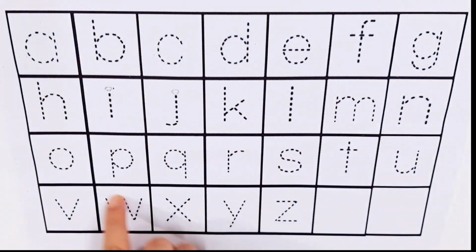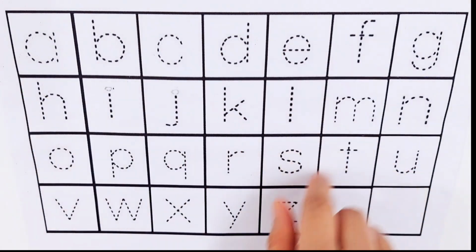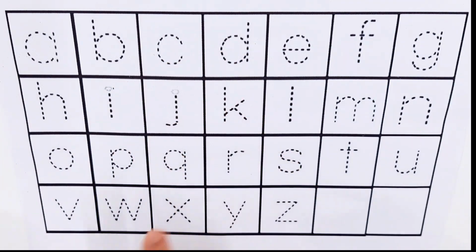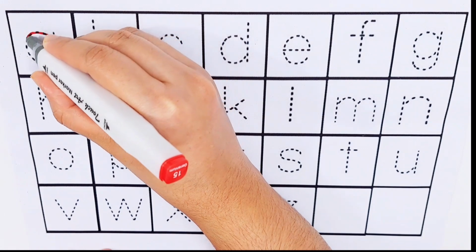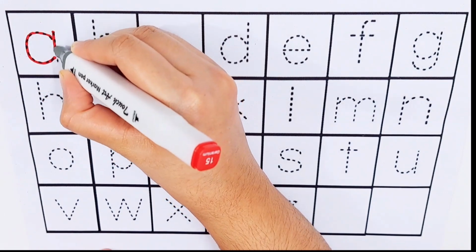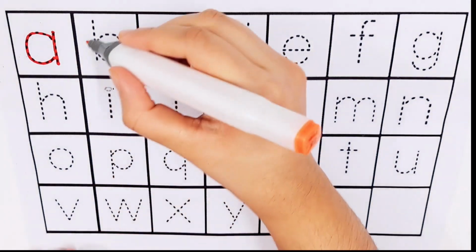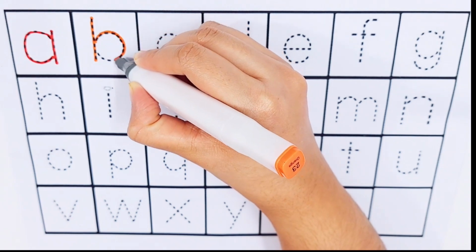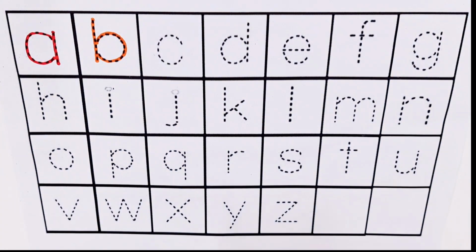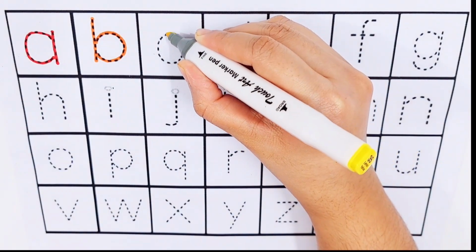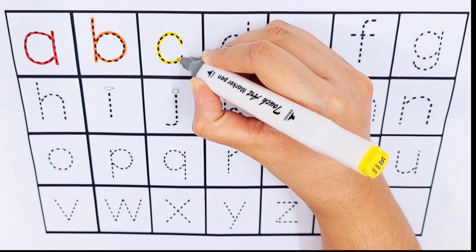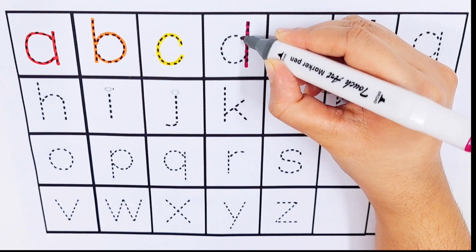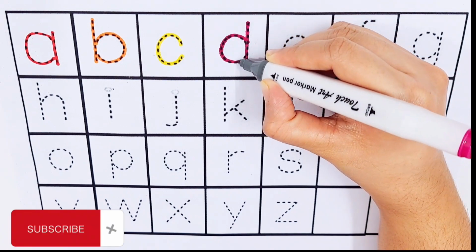Let's try to learn some alphabets. Small letters. A, B, C, D. A is for ant. B is for banana. C is for coffee. D is for doll.